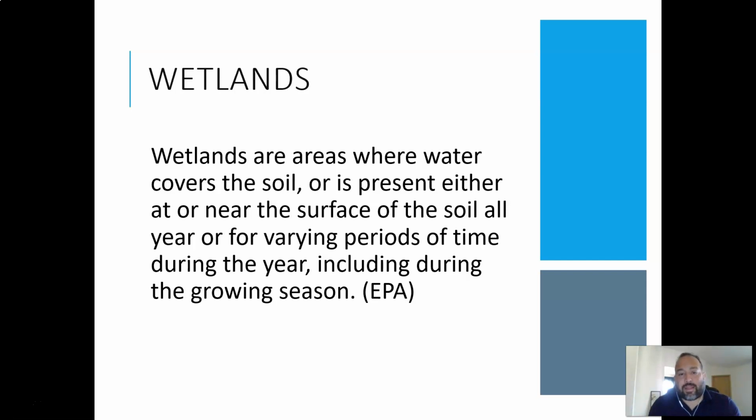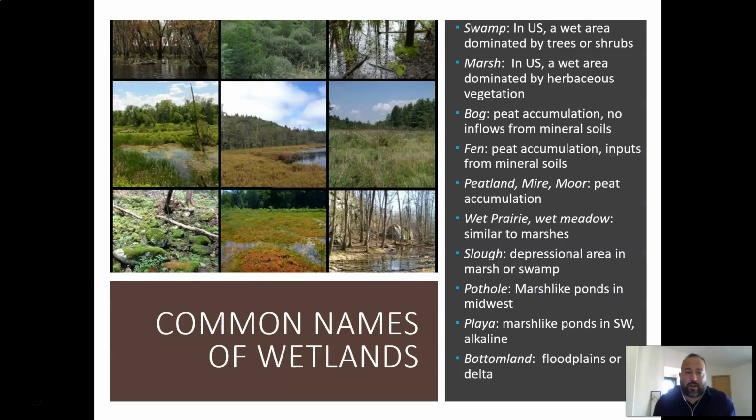Wetlands are areas where water covers the soil or is present either at or near the surface of the soil all year or for varying periods of time during the year, including the growing season. That's the EPA, the Environmental Protection Agency's definition of a wetland. So basically, areas where the water is covering the soil and you have vegetation growing. Here on the left, you see a lot of different examples of what would constitute a wetland area. Sometimes there's going to be water there constantly, like a swamp, but sometimes it's only going to be there part of the year.